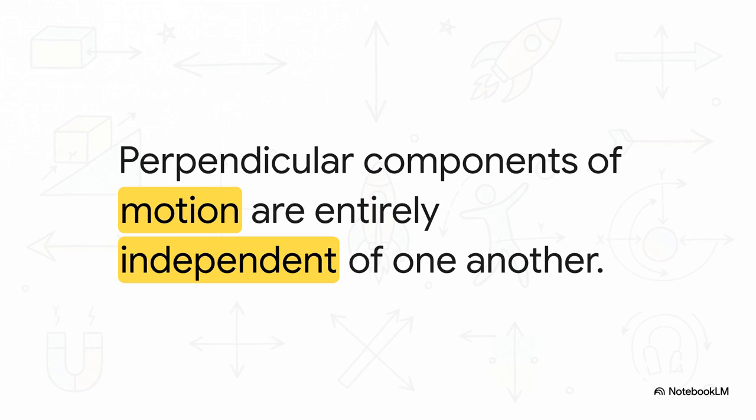But here is the brilliant, kind of mind-bending takeaway you really need to grasp. The river's flow does not change how long it takes you to cross. Because perpendicular components of motion are completely independent, that downstream current only changes where you land, not the time it takes your forward vector to actually cross the water.